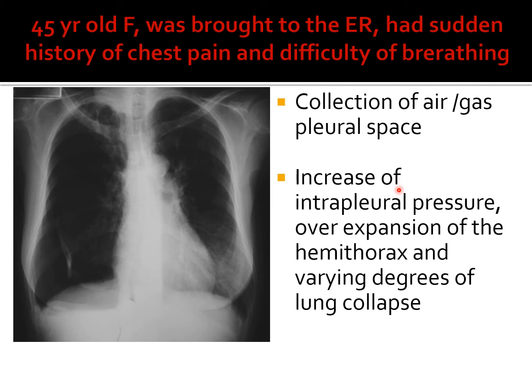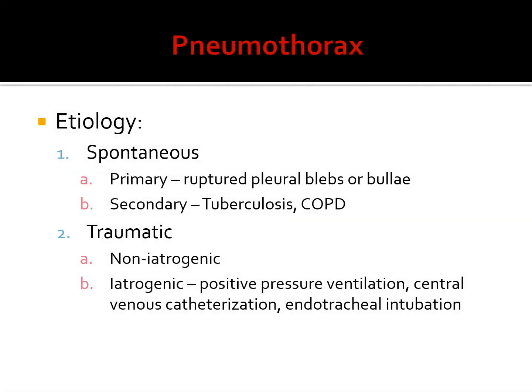Okay? There is an increase of intrapleural pressure secondary to the air. There is overexpansion of the hemithorax and varying degrees of lung collapse depending on the extent of the pneumothorax. The etiology or classifications: one, spontaneous pneumothorax, primary, secondary to ruptured pleural bleb or bullae; secondary, which is due to COPD or tuberculosis. Another category of pneumothorax is traumatic pneumothorax.